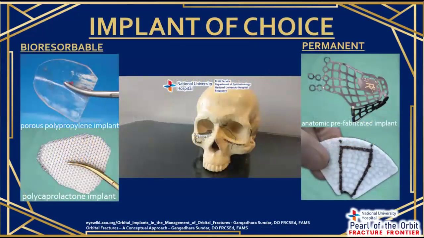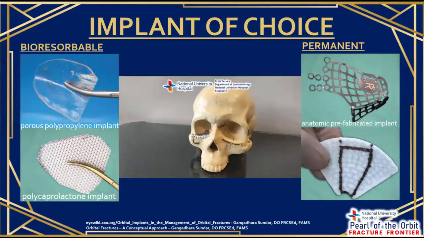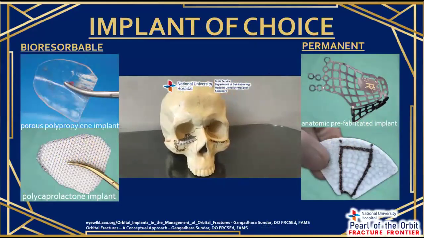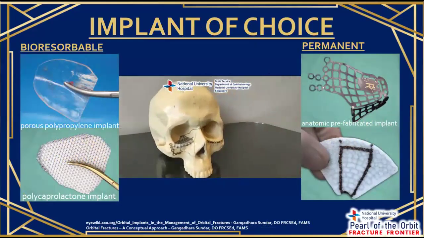So the implant of choice would depend on the age of the patient, the size of the defect, and also the risk or likelihood of resulting in another possible fracture. Implants should ideally be inert and biocompatible, aiming to restore contour and function, and to allow integration with the bony orbit.